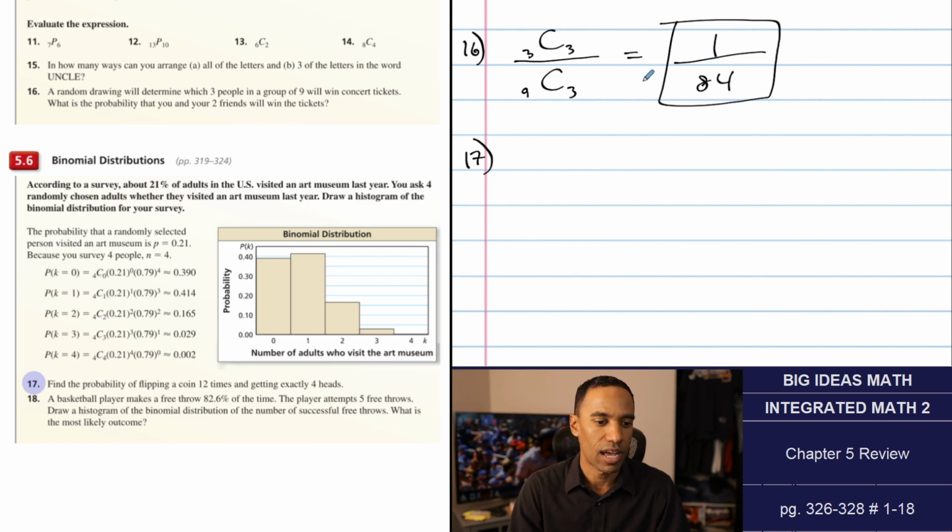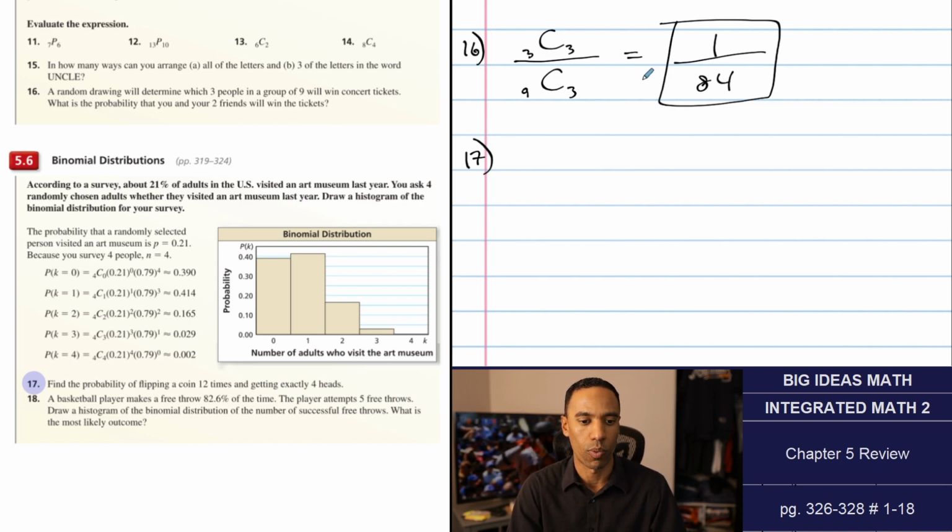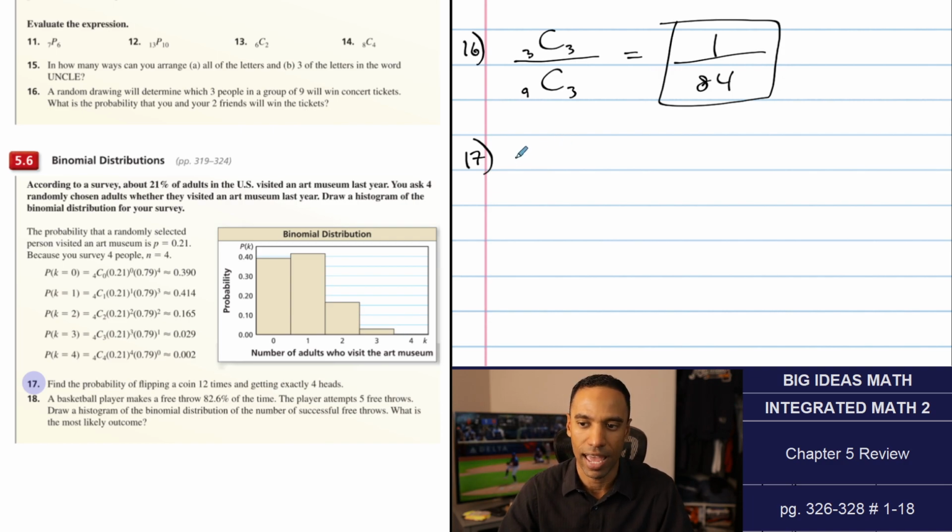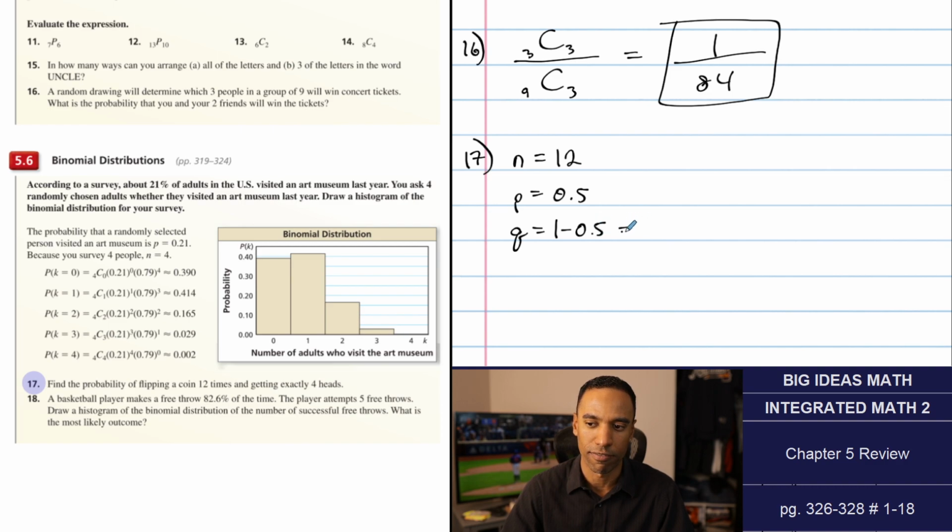So number 17, find the probability of flipping a coin 12 times and getting exactly 4 heads. In this case, our N, the number of trials, is 12. Your probability of success is 0.5. That also means your probability of failure is 0.5. It's either heads or tails. And our K value in this case is going to be 4.